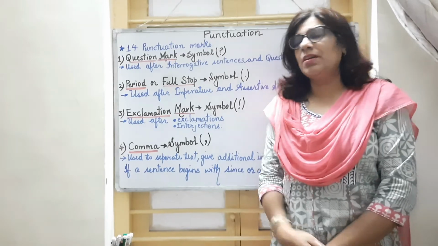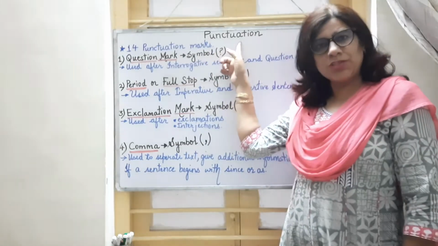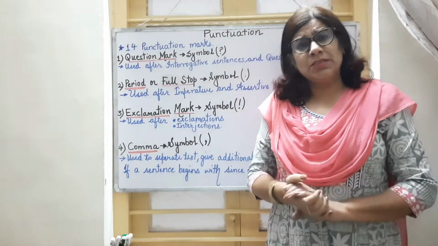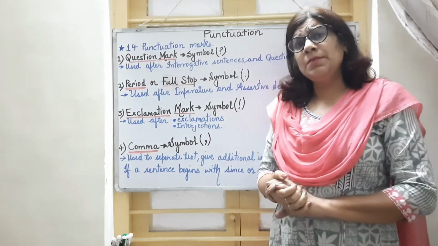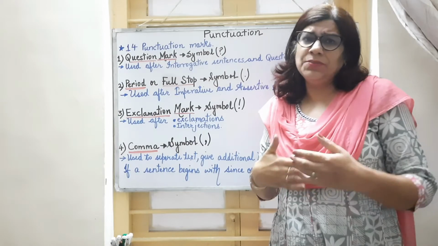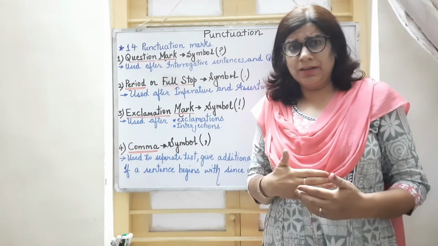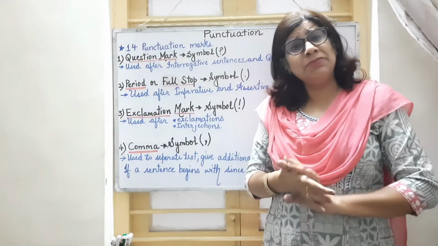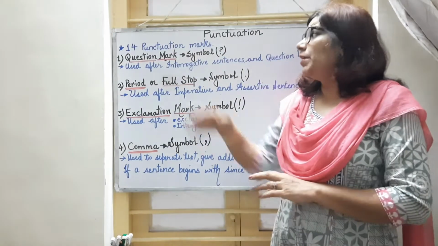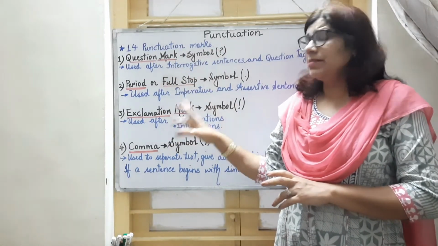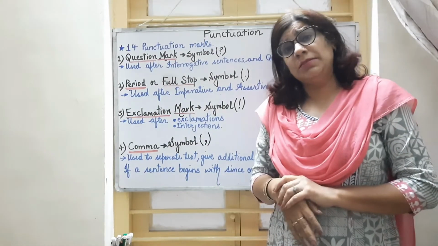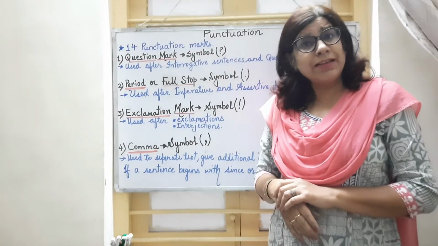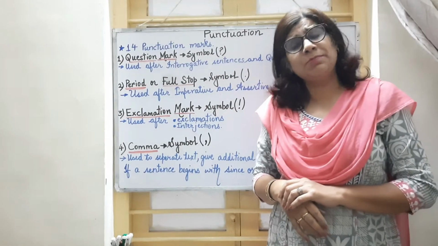Today we are going to start the chapter Punctuation. What is punctuation? Punctuation is the use of some special symbols which help us in a way that we will discuss a little later. Punctuation symbols are 14 in number. We have 14 of them, including question mark, full stop, exclamation mark, comma, then we have apostrophe, different types of brackets, colon, semicolon, and many others.